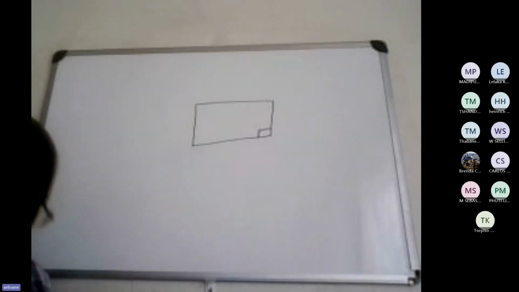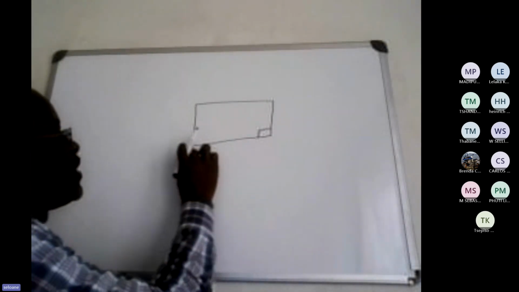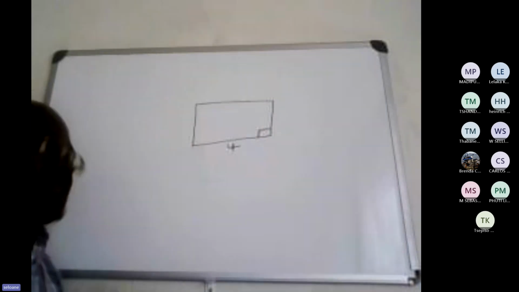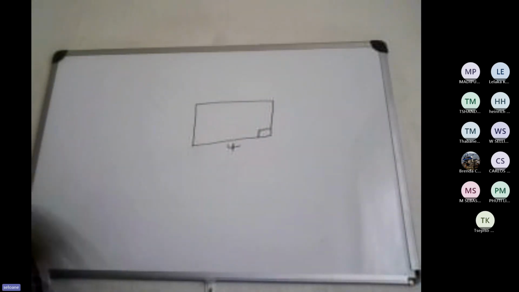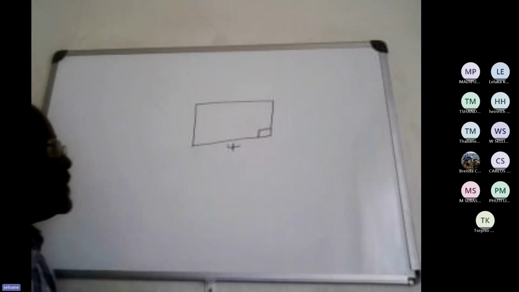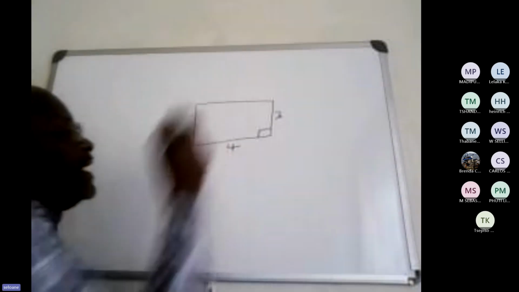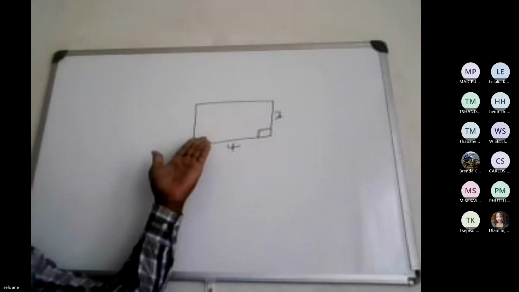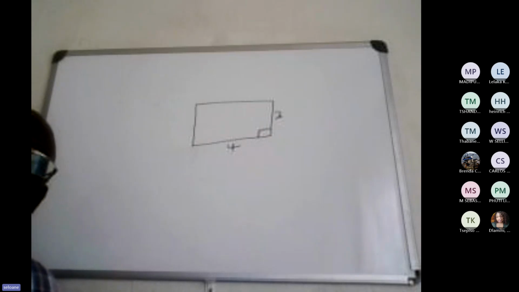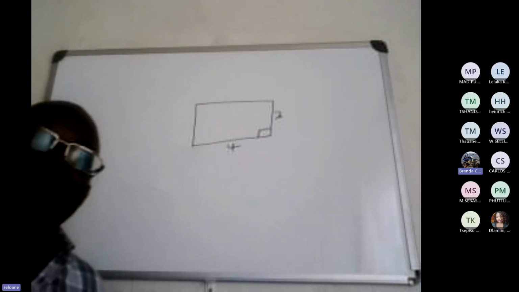Now, we don't have to name this. Let us say from here to here, for argument's sake, is 4 units, 4 centimeters, 4 kilometers, whatever. And say this side is 3. Now the question is, find the area of this rectangle. What will be the answer? What is the area of this rectangle? It's 12.